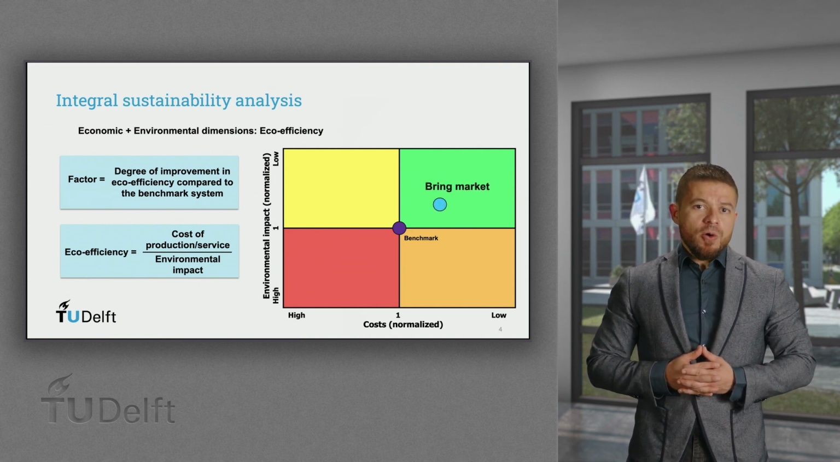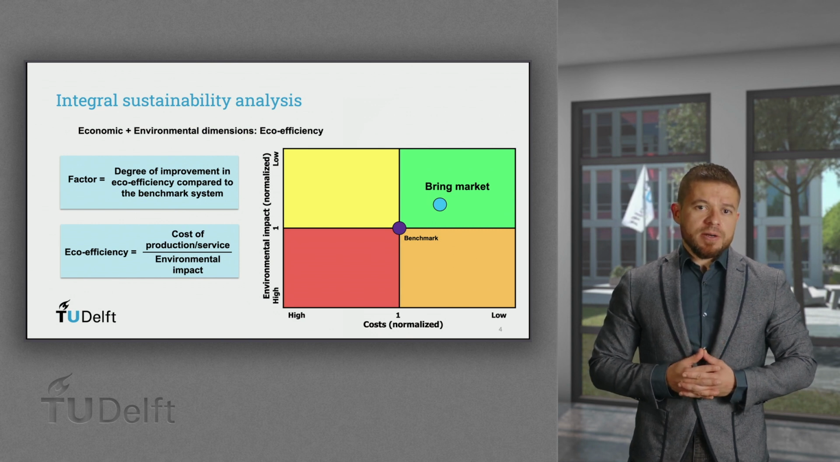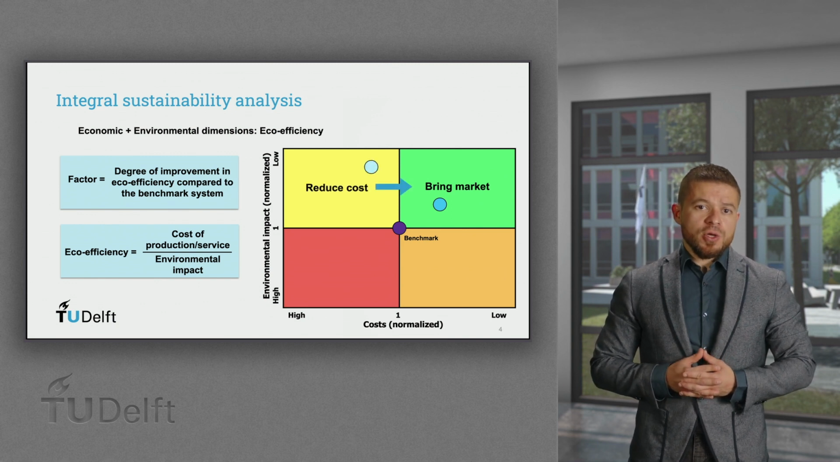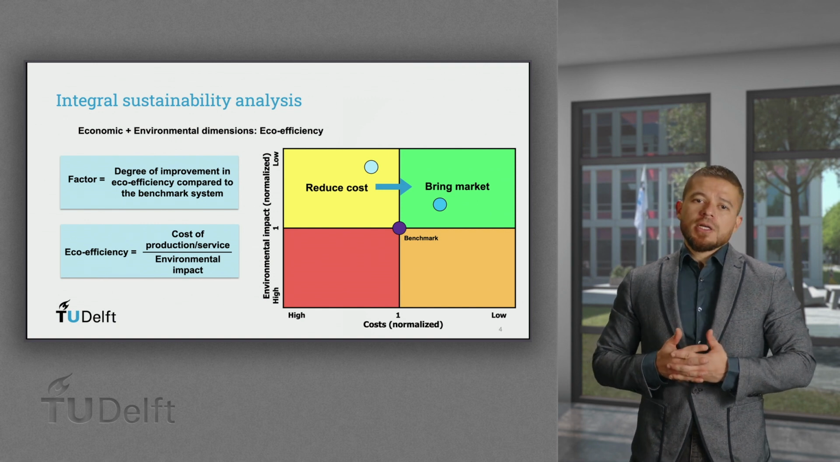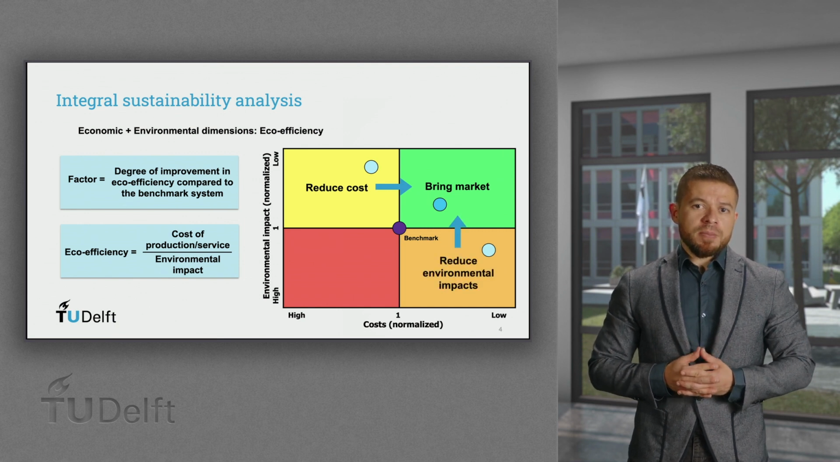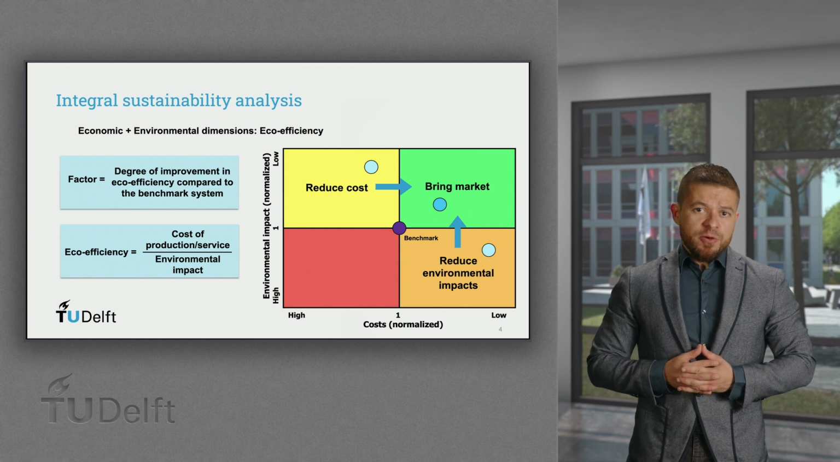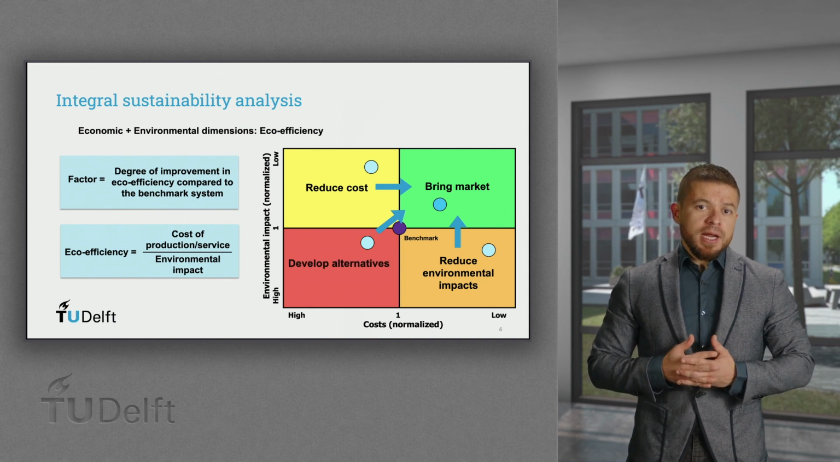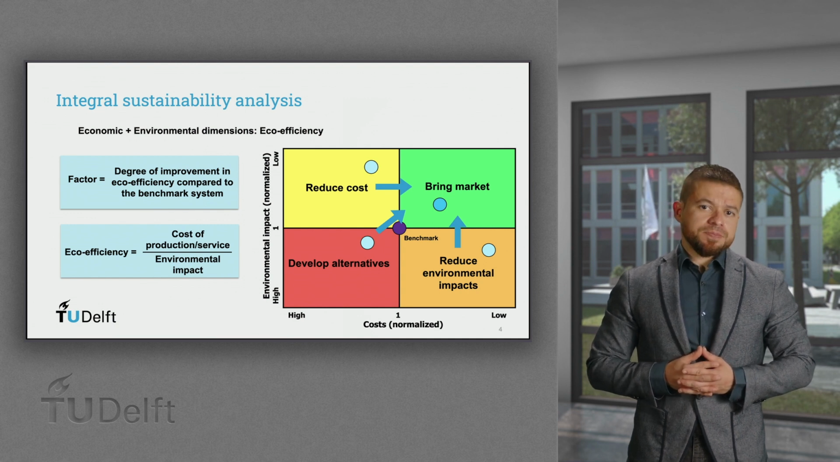Any system with lower production cost and lower environmental impacts is already better than the benchmark. But an alternative with lower environmental impacts and higher production cost would need improvements on the economic performance. Something similar would happen to systems with lower production cost and higher environmental impacts. In this case, the environmental performance should be improved. In the case of systems with higher production cost and higher environmental impacts, it is better to go back to the whiteboard and develop new alternatives.